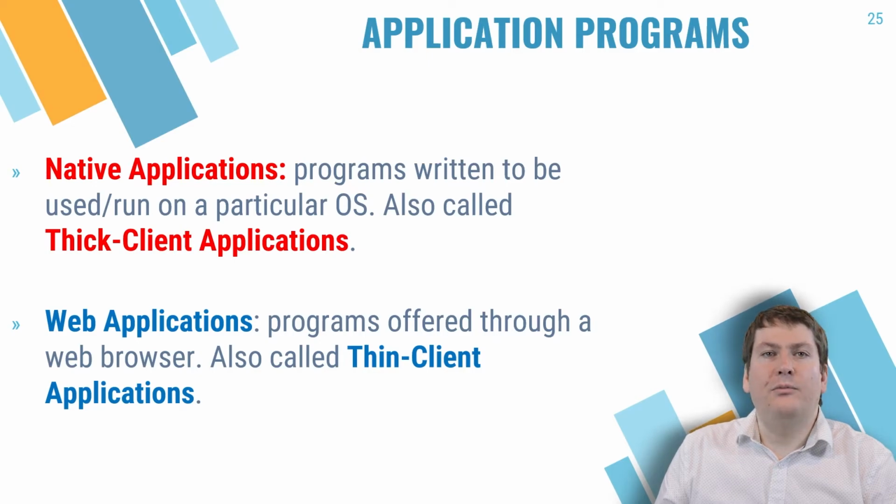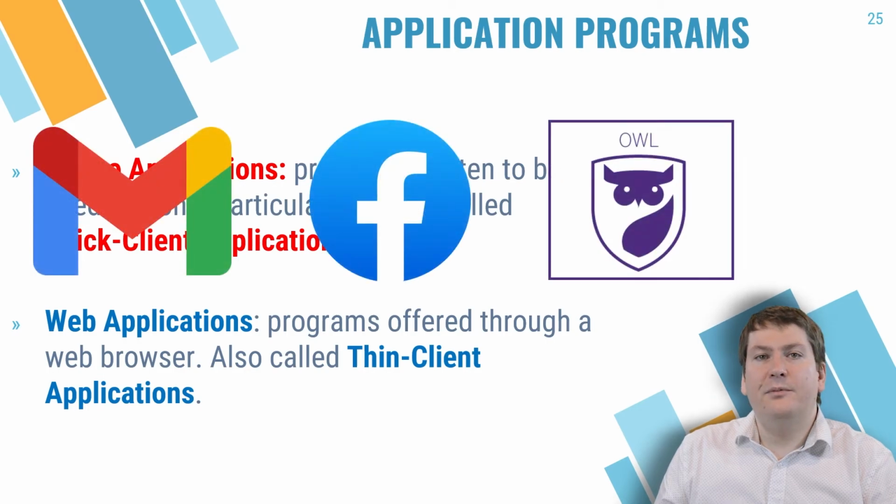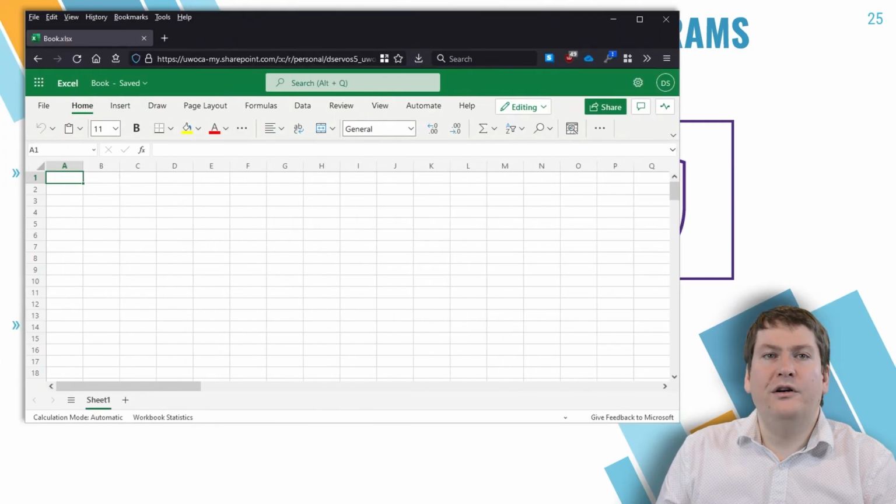Web applications are programs offered through a web browser. This can be things like Google's Gmail, Facebook, or even OWL, our learning management system here at Western. There are also web application versions of programs such as Word, Excel, and PowerPoint that can be used through a browser. The advantage of web applications is that they don't need to be installed. They work on any operating system, so long as they have a compatible browser to use them with. And they normally keep your data in the cloud, such that it's available regardless of where you're using the application from. This is why we sometimes call these applications cloud applications.